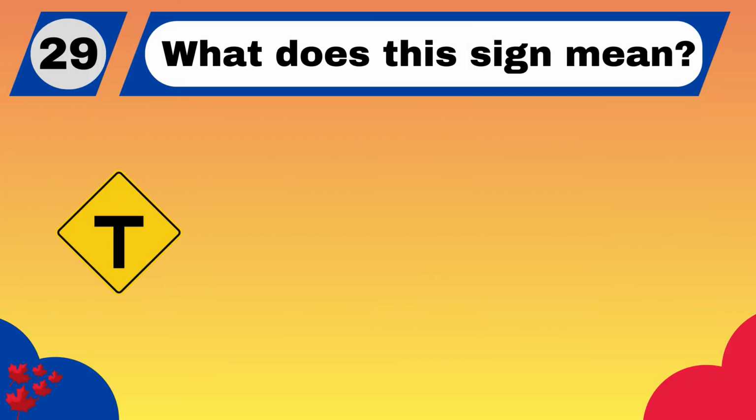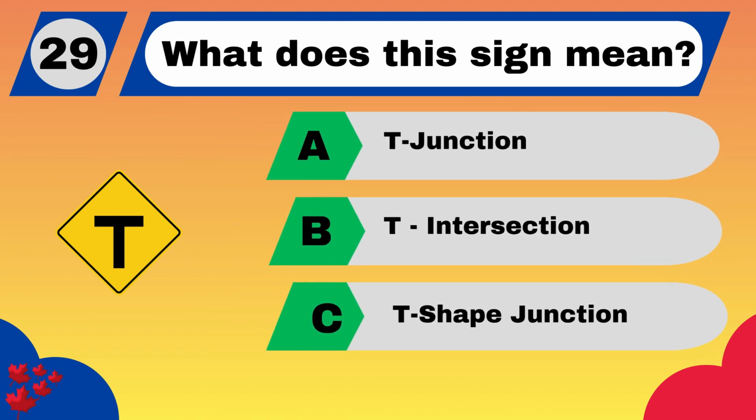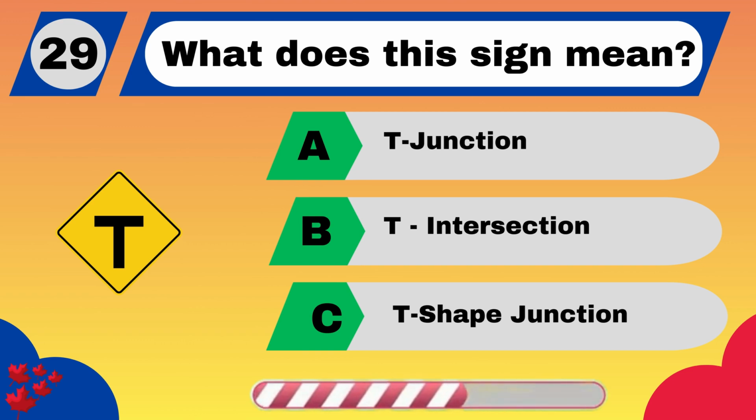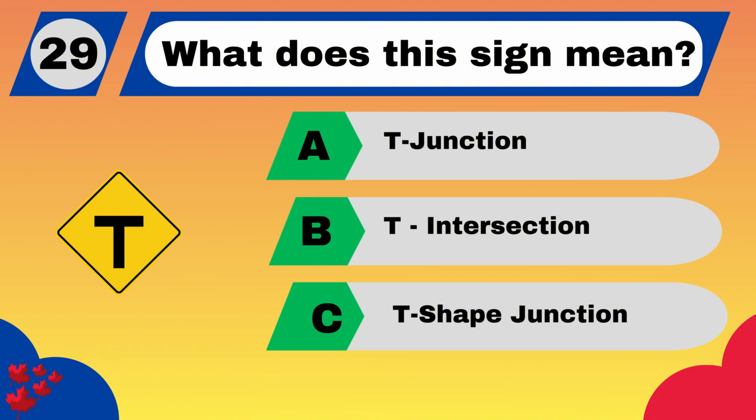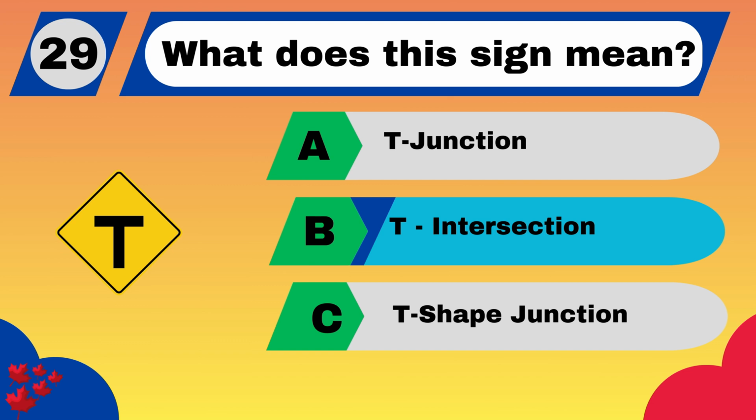Question 29. What does this road sign indicate? A. T-junction. B. T intersection. C. T-shaped junction. You got it. B. This sign marks a T intersection.